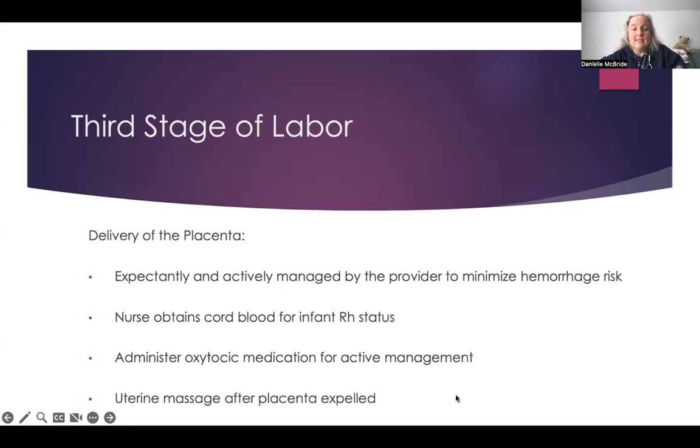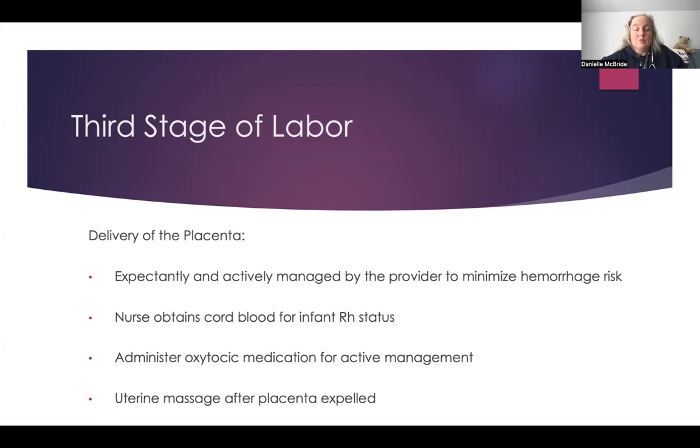Third stage of labor is that delivery of the placenta. We're expectantly and actively managing this, all right, because we don't want a hemorrhage. But again, this can take up to 30 minutes. The nurse is also going to send cord blood to the lab, and that's how we're going to find out what the baby's RH status is. Because remember, if mom is negative, I want to know if baby's positive. That's going to affect if mom needs RhoGAM.